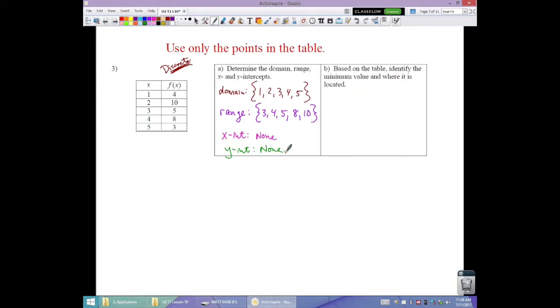And then based on the table, identify the minimum and where it is located. Well, the lowest value in my range is 3, so the minimum is 3. It's located at, well, where did we have that lowest value of 3? It was attached to x equals 5. So it happens at x equals 5. And we're talking about the point 5, 3. The 3 is the minimum. It happens at 5.